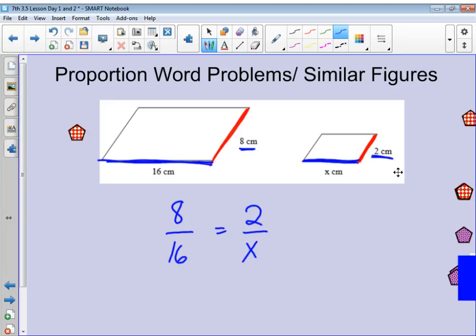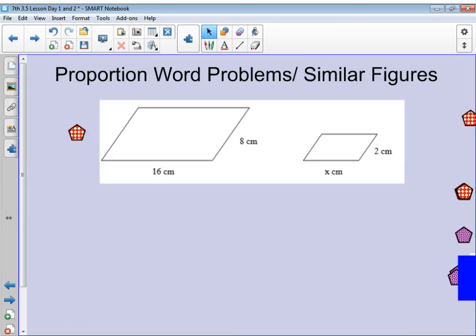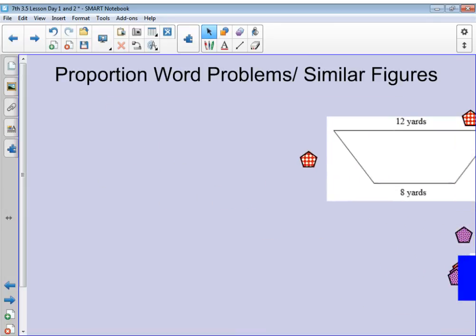Okay, then I can look through and say, okay, what did they do to one to get the other? Or I can do a cross multiply divide, whatever you're more comfortable with. So 2 times 16 would give me 32. Divided by 8 is going to give me 4 for this, so 4 centimeters. Okay, and I would get the same thing if I went through and did 2 times 4 would give me 8. So what times 4 would give me 16? That would be 4. I could work at division.